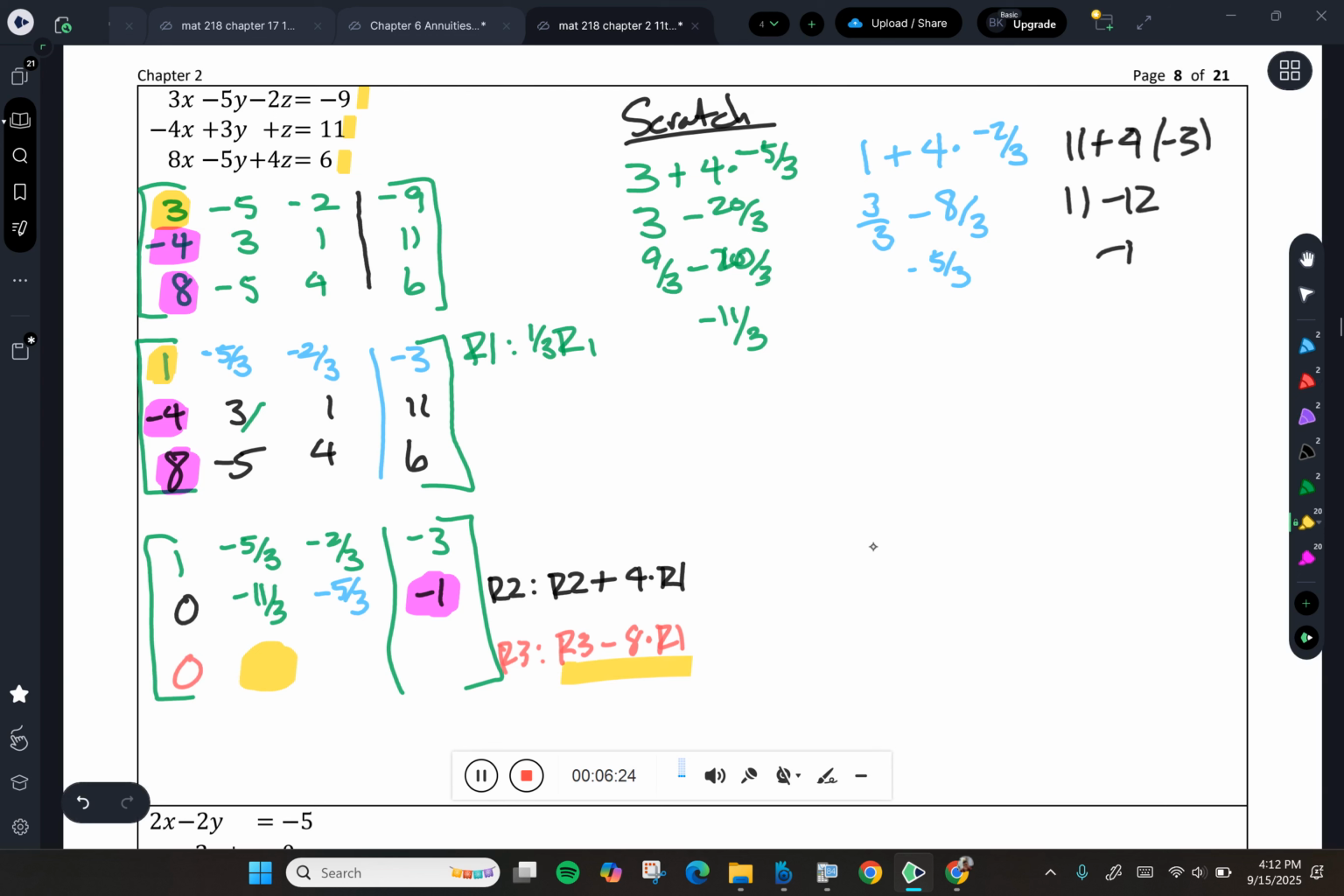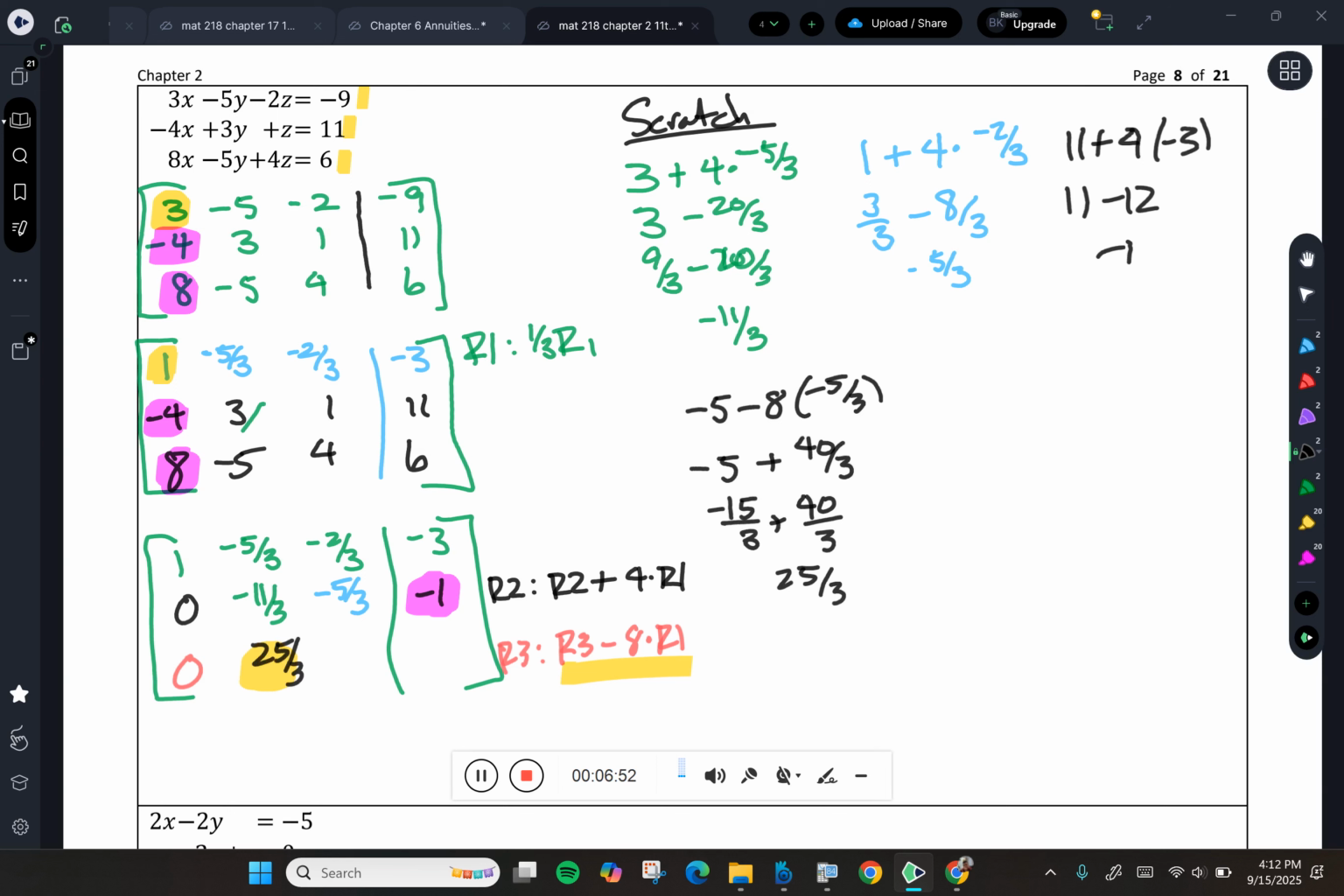I'm going to take the old row 3, which was our negative 5. I'm going to subtract off 8 times row 1, which is a negative 5/3. So that'll be negative 5 plus 40/3. So that's going to be negative 15/3 plus 40/3, so that's 25/3. So I've got 25/3 happening there. Okay, so that gets me that second entry.